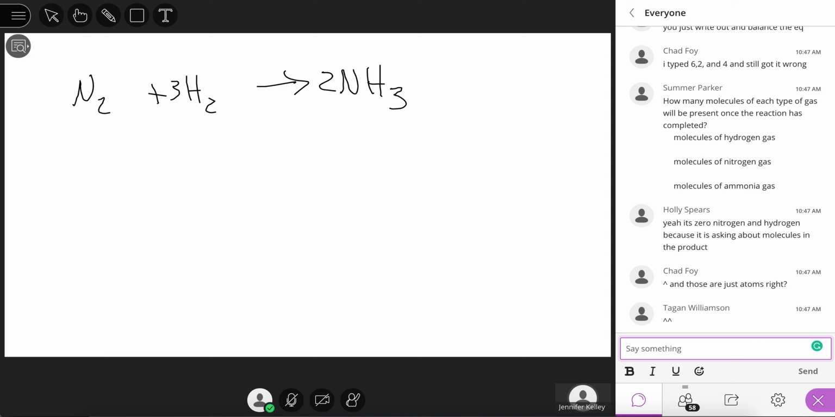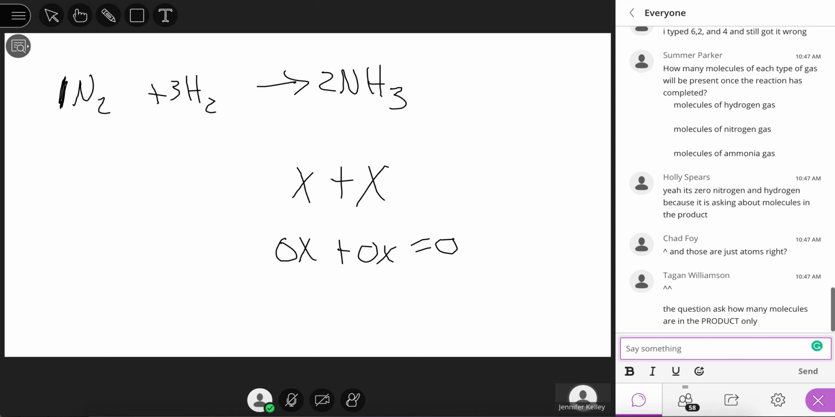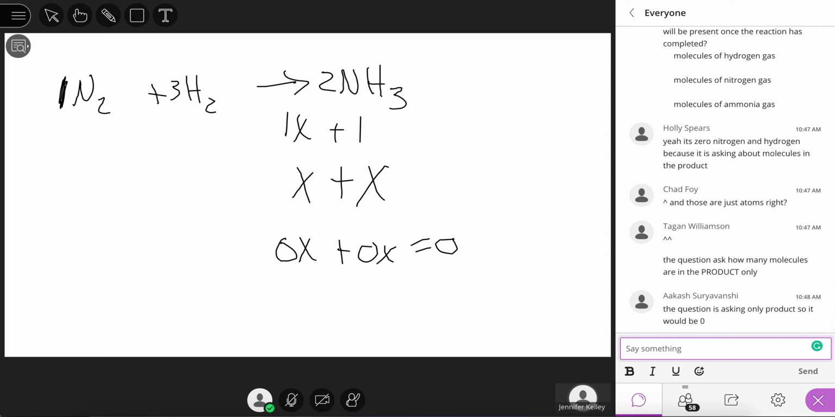Oh, don't put 0 for nitrogen. You want to put a 1 for nitrogen instead of 0. It's tempting to put the 0. It's just kind of like when you see x plus x, you know it's not 0x plus 0x because that would just be 0. It's 1x plus 1x equals 2x.